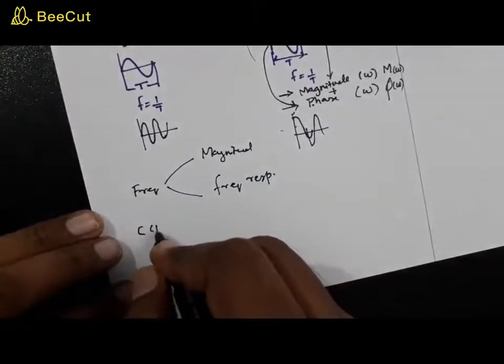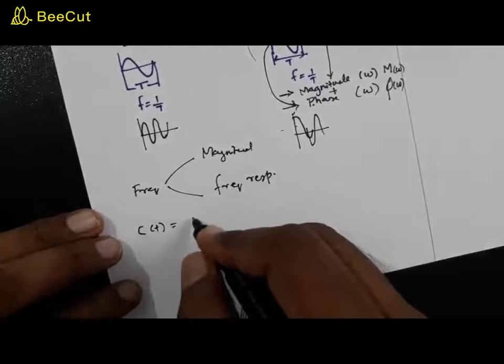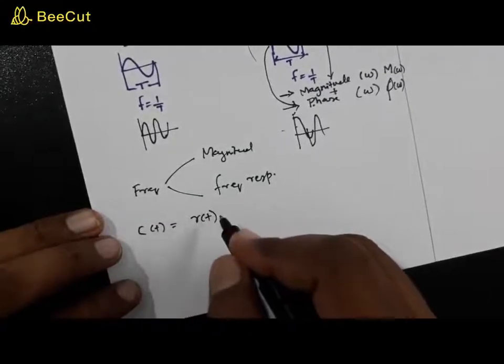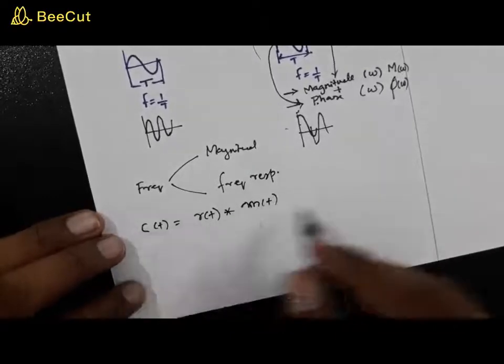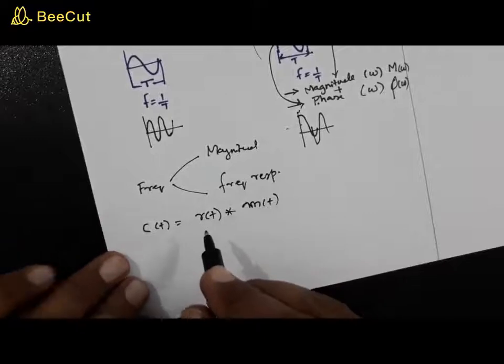Since it is a linear system, that should obey, or this equation is valid, right? R of t star m of t, right? So that is the impulse response convolved with the input.